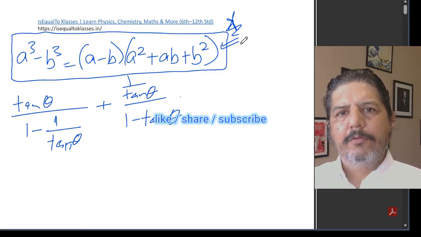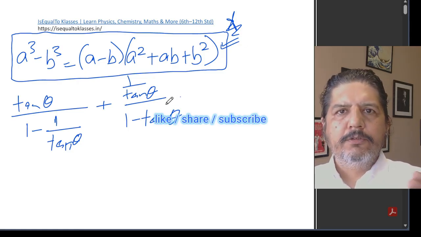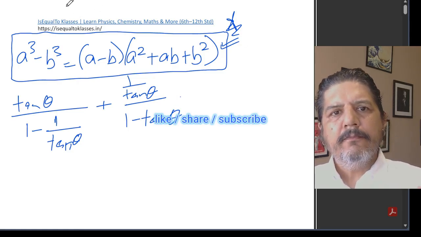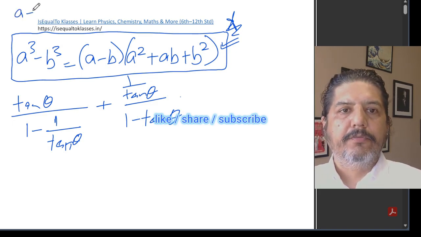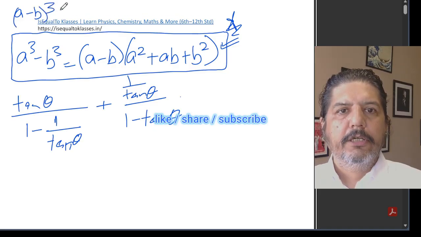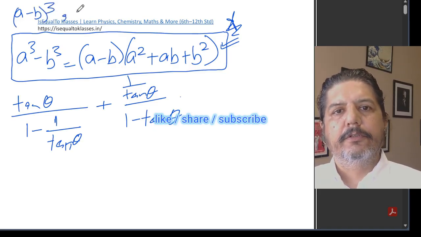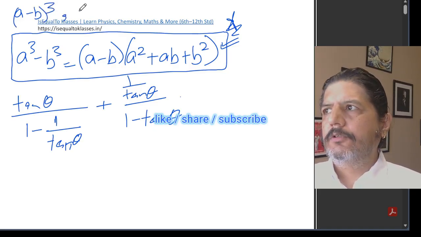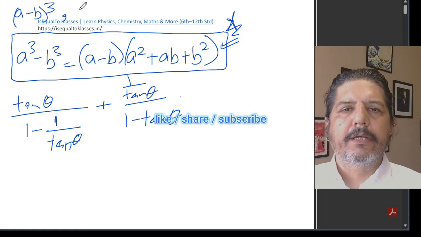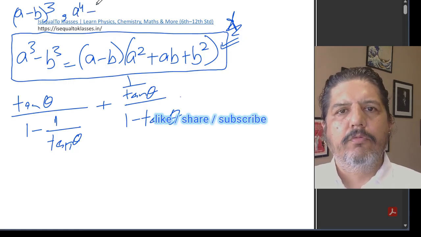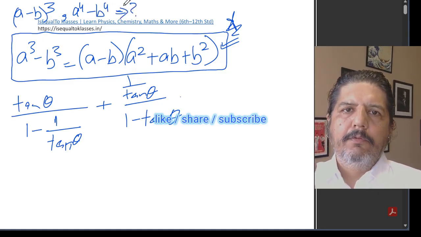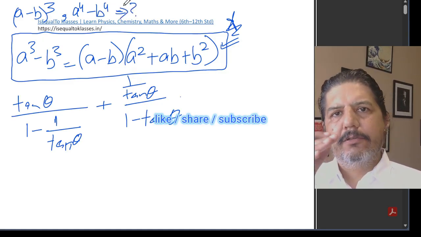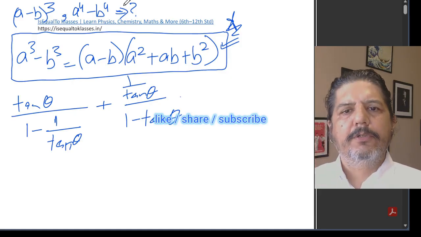So it will help you a lot if you review the expansions like a cube minus b cube. You can have a look at the expansion of (a minus b) whole cube also. You can have a look at complex manipulations like a⁴ minus b⁴ is equal to. So what I'm trying to say is, please have a look at the algebraic expansions also. At least the common ones you should be aware of.